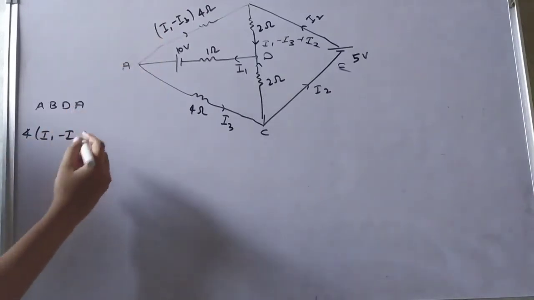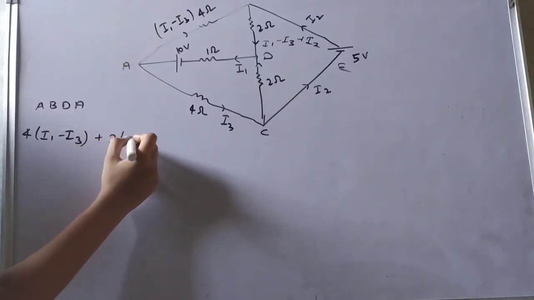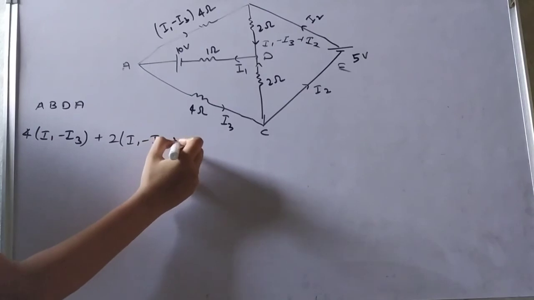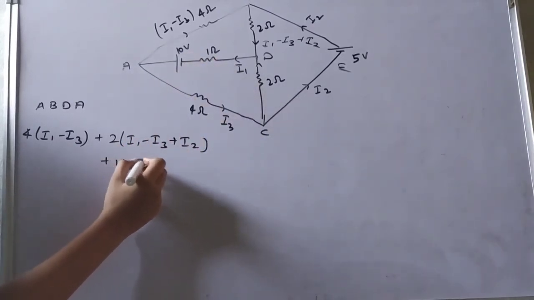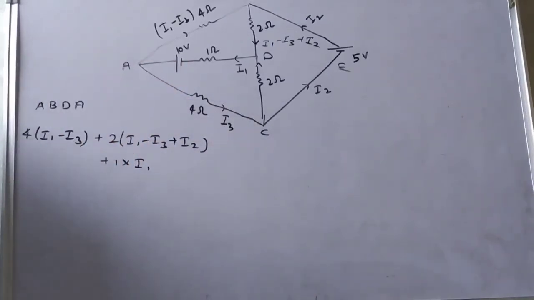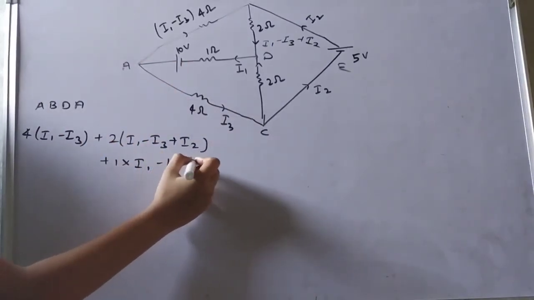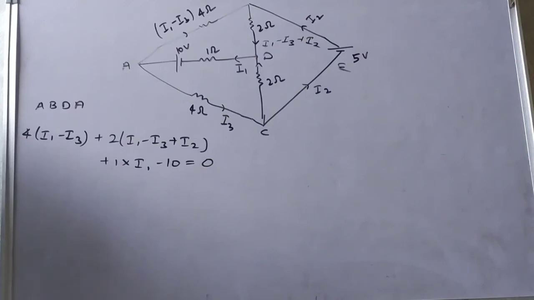Okay. So the current in 2 ohm will be 2 into I1 minus I3 plus I2. And in this part 1 into I1. And here the negative side comes first now, so we will take it as minus 10 is equal to 0. This is the loop in the ABDA part.